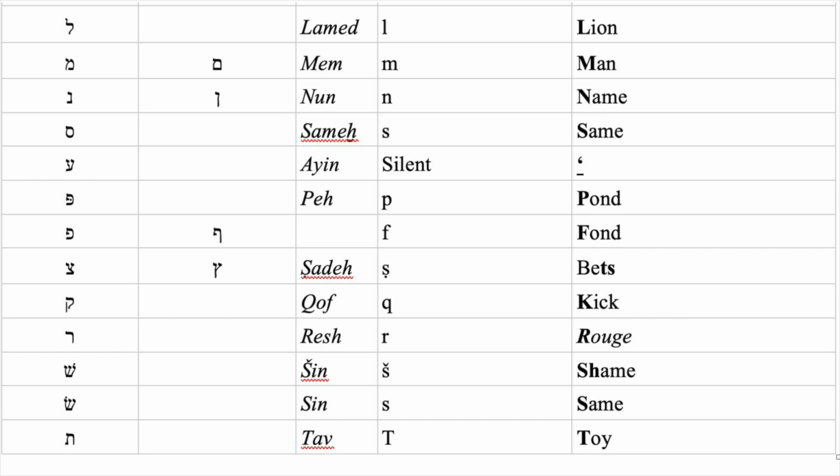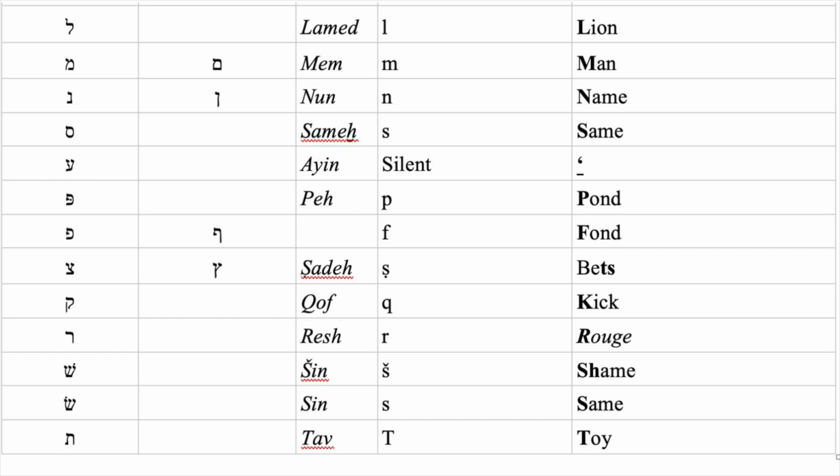Some people transcribe it as PH. We'll use an F, like in the word fond. Pe also has a final form, and when Pe comes at the end of a word, it makes the F sound. After that, we have tzade, which makes a TS sound, like at the end of the word betz. And tzade also has a final form.